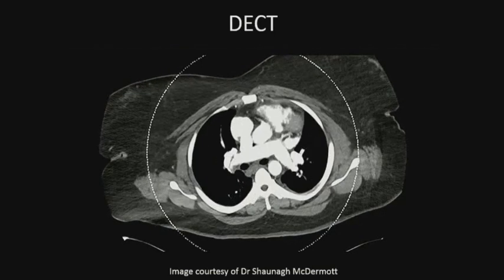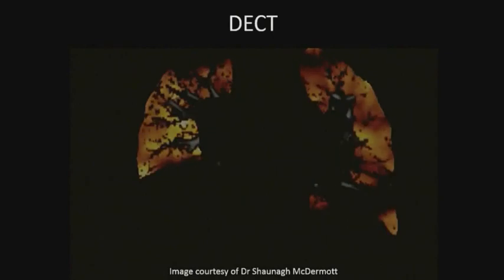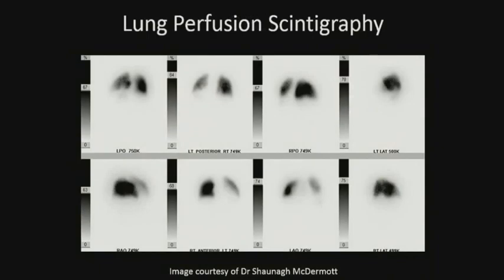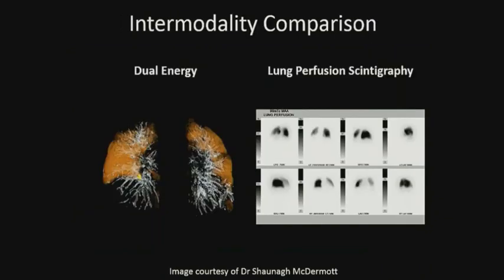A right heart catheter study that was performed confirmed pulmonary hypertension. The dual energy images from that scan were used to produce the iodine map that I'm showing here, which shows extensive bilateral lower lobe perfusion defects. These were also apparent on perfusion scintigraphy, and she had a normal ventilation scan.